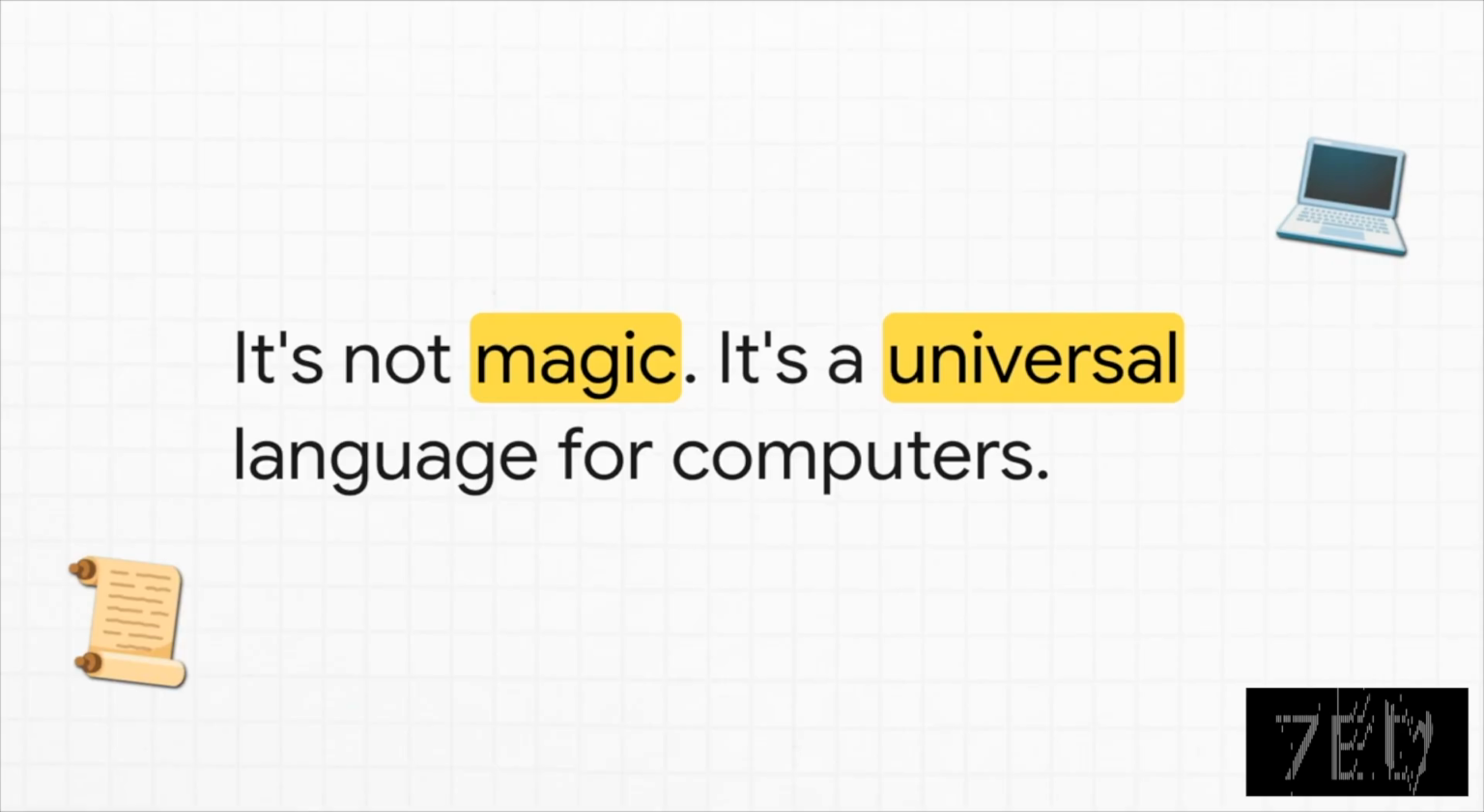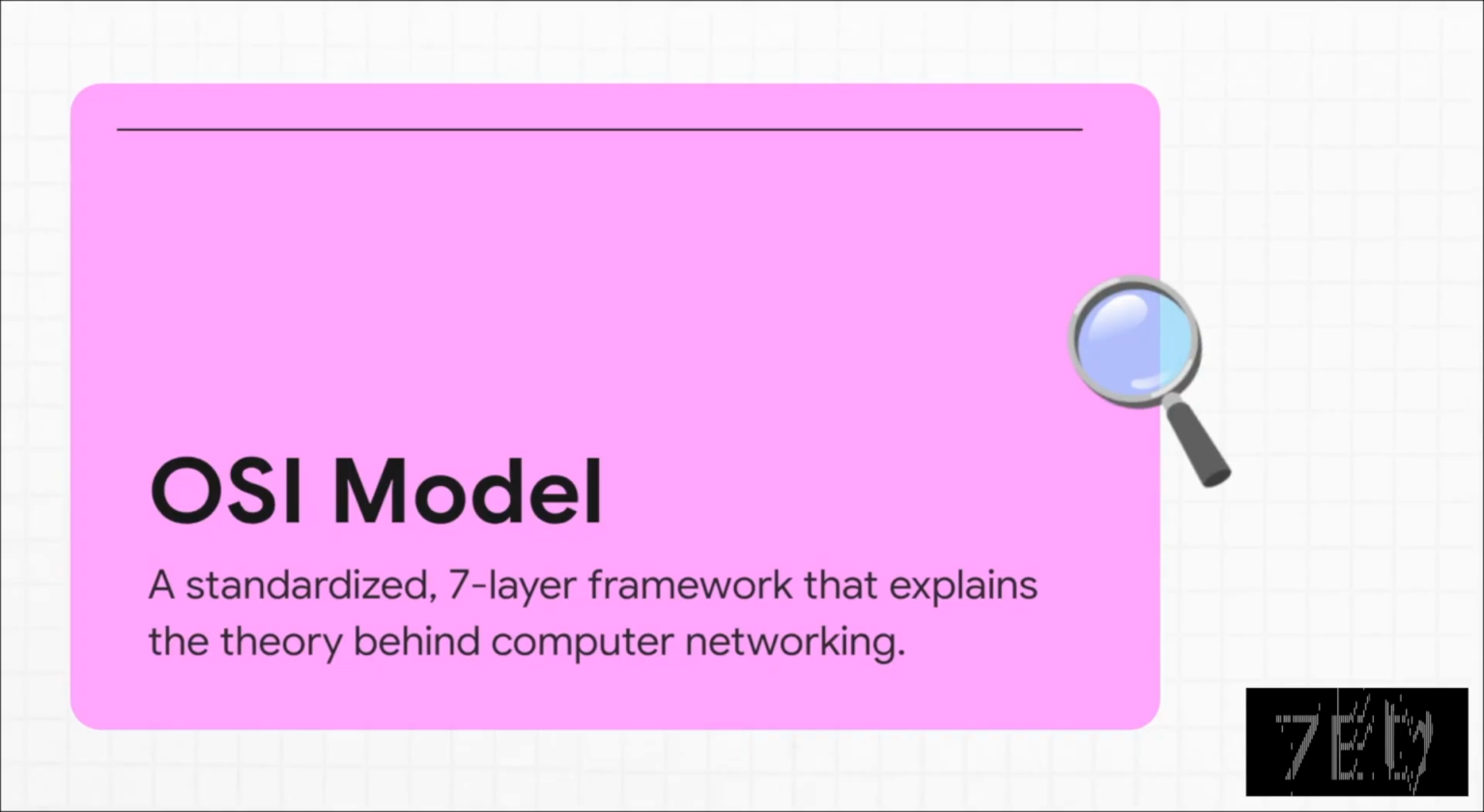It's actually a really elegant and standardized process. You can think of it like a universal language, a rule book that lets any two computers, no matter where they are in the world, have a perfect conversation. And today, we're going to take a peek inside that rule book. That rule book, that framework, is called the OSI model.